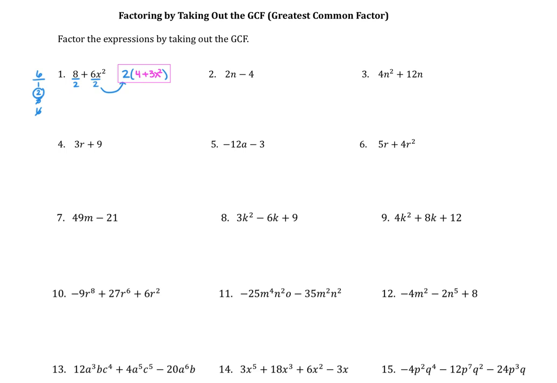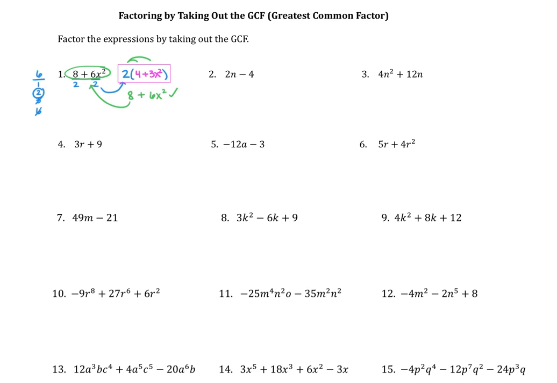Now you can do a quick check step. Your quick check step is just to distribute to double check that it equals your starting expression. Think 2 times 4 gives me 8, and 2 times 3x squared gives me 6x squared. See how this matches our starting expression? We know we did it correctly.